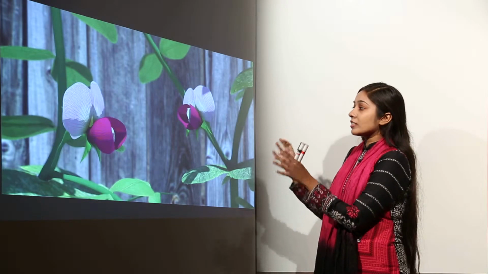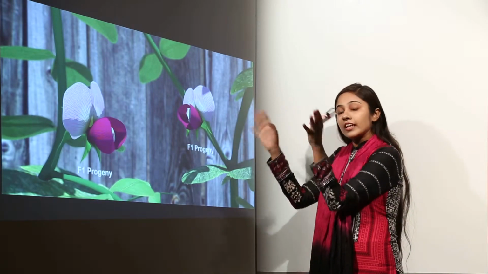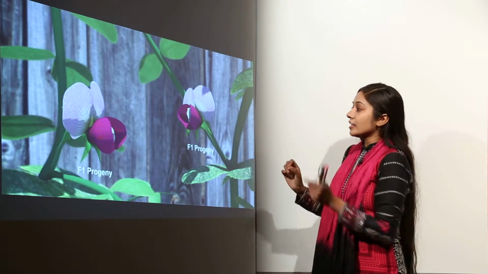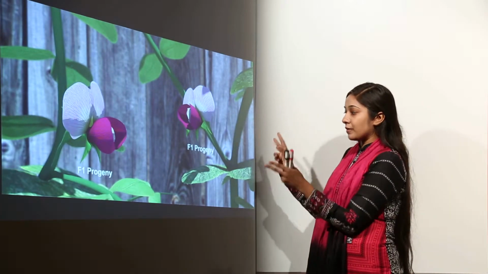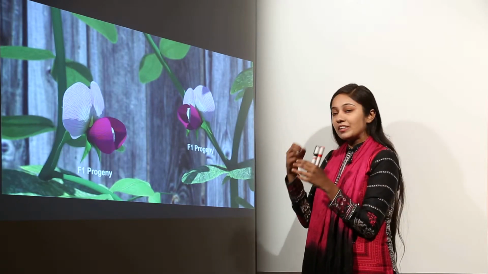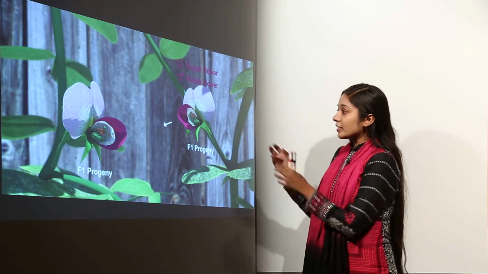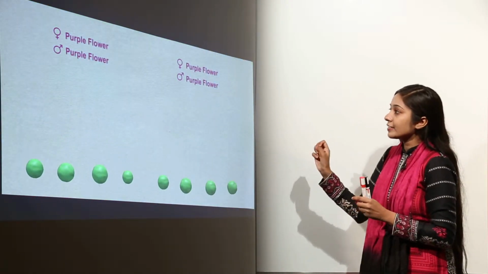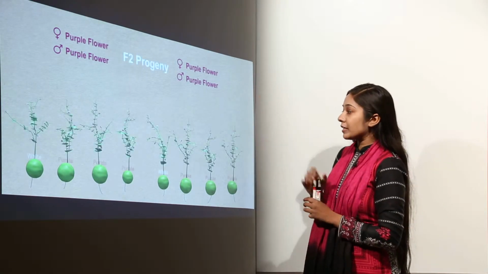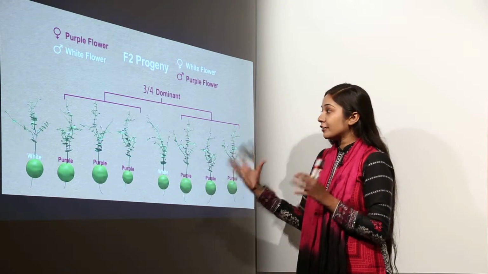Then what he did was take the purple flowers, which he made in the first generation, and he did selfing of those plants. Now when he crossed these plants, he got the first filial generation, and what would it be like? This is the true breeding variety of the flowers. Now we have purple flowers and purple flowers. What happened? One plant was having white flowers.